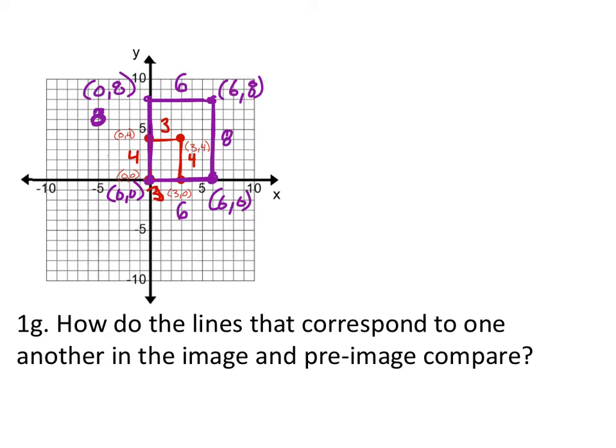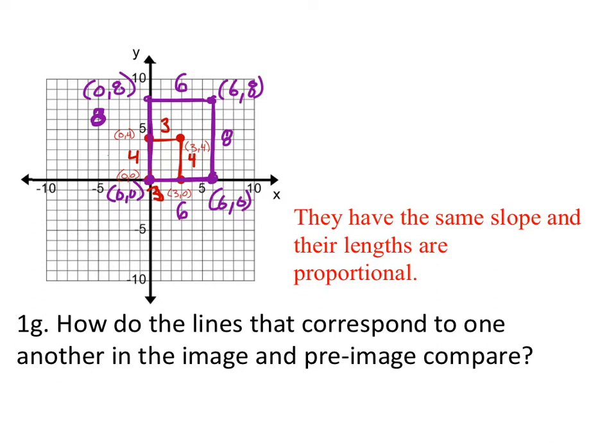Alright, 1G, how do the lines that correspond to one another in the image and preimage compare? I'll take 1 minute and discuss that with your neighbor. All right, so we need to see from these lines that they have the same slope and their lengths are also proportional. So if I take the corresponding lengths from the preimage to the image, it will always give me the same ratio, which makes them proportional.